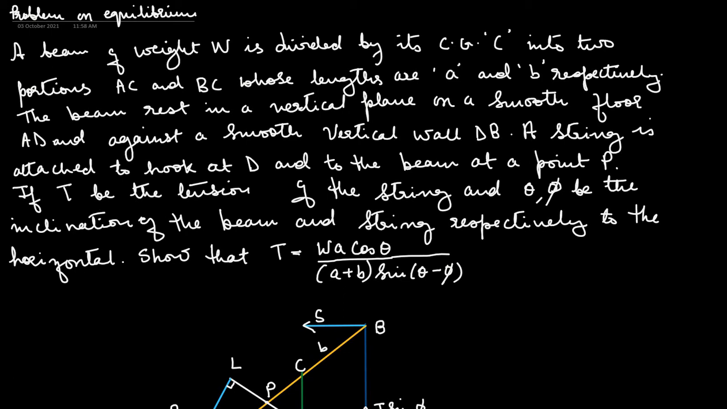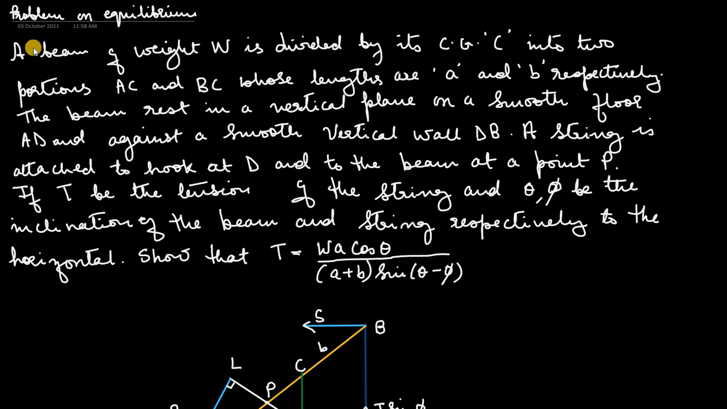The beam rests in a vertical plane. One end of the beam is resting on a smooth floor, and the other end against a smooth wall. The beam rests in a horizontal plane. Okay, in a horizontal plane. Let me check the question. Okay, in a vertical plane on a smooth floor AD and against a smooth vertical wall DB.